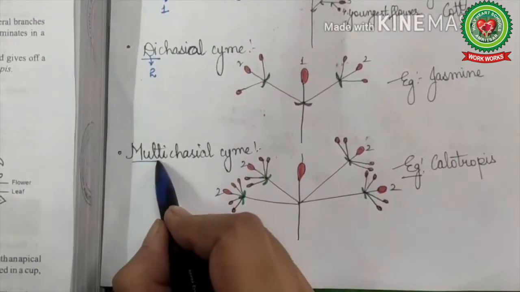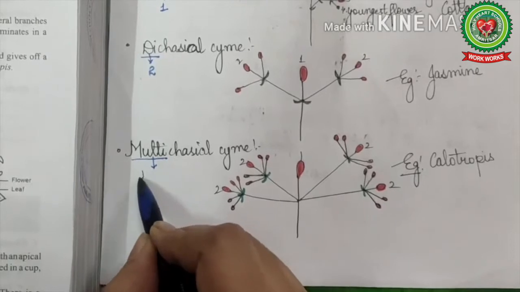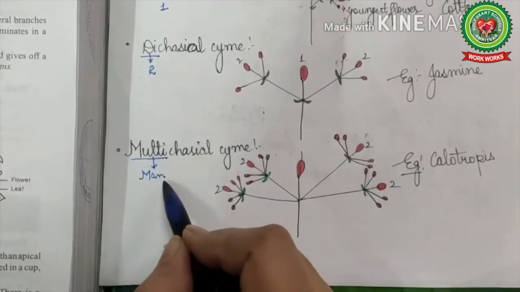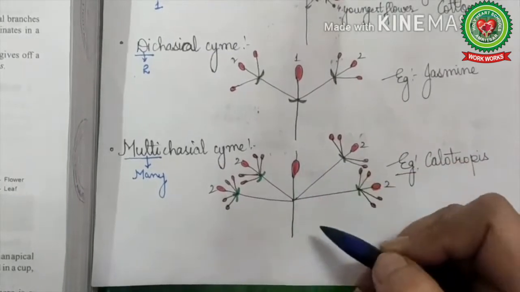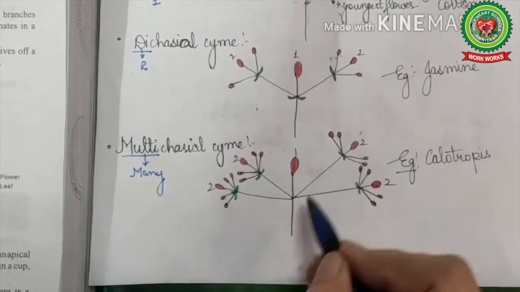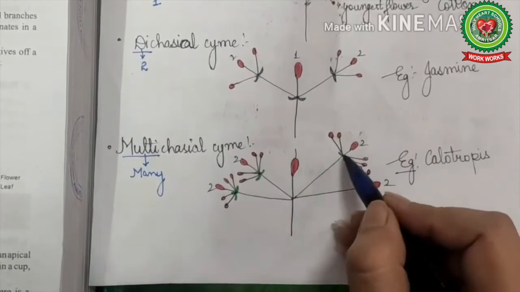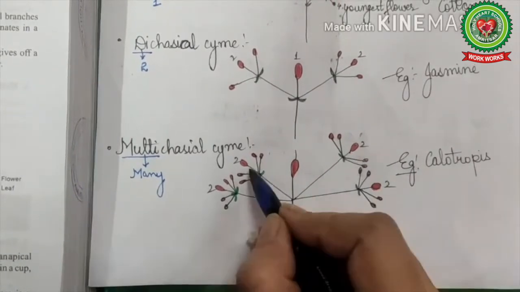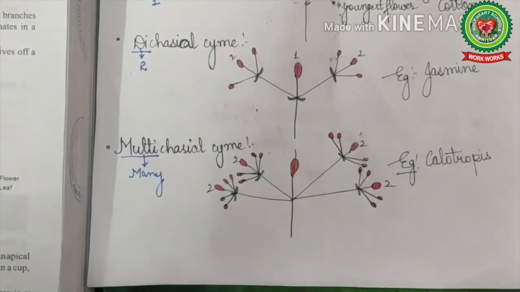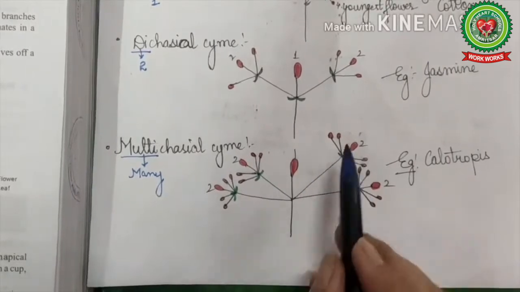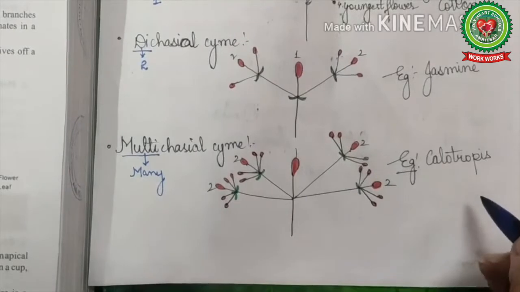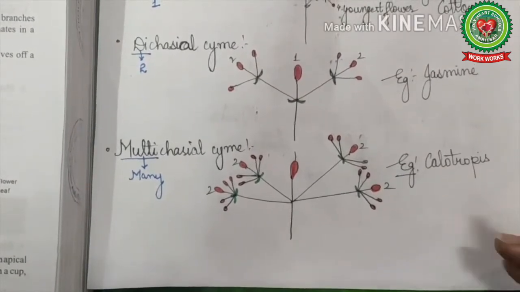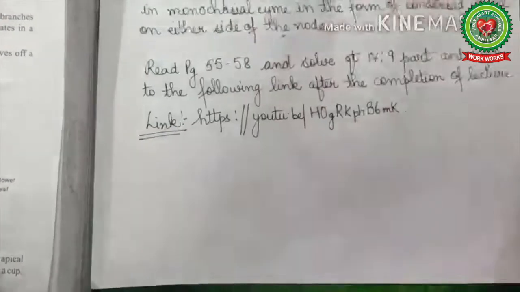Next one is multichasial cyme. M for multi, M for many. So we can see here the main axis ends in a flower which is labeled as the terminal flower and gives off a number of lateral branches, each terminating in a flower. Already discussed in cymose inflorescence. I have labeled here 1, 2, 2. All these are lateral branches which arise from the side. Example is calotropis.